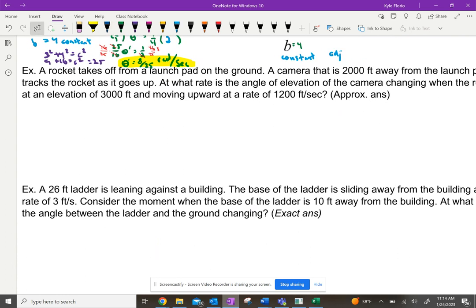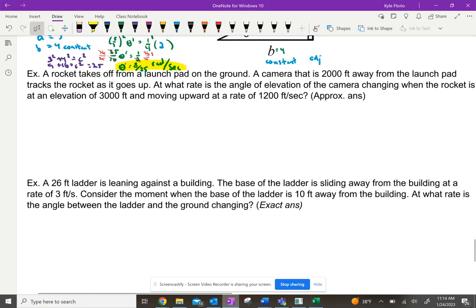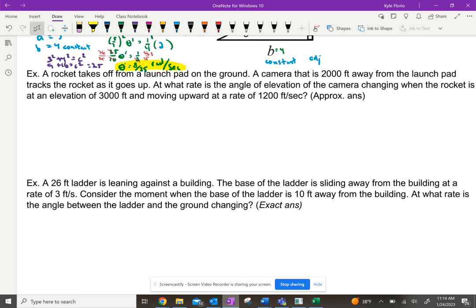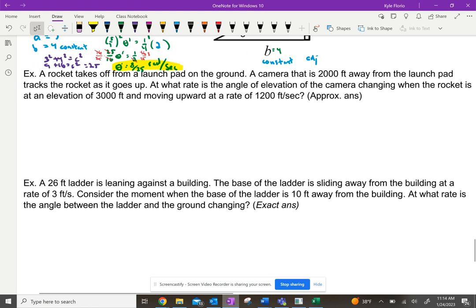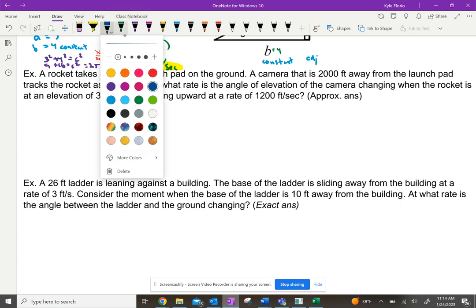This example here, we have a rocket taking off from a launch pad on the ground. A camera that is 2,000 feet away from the launch pad tracks the rocket as it goes up. What is the rate the angle of elevation of the camera is changing when the rocket is at an elevation of 3,000 feet, moving upward at a rate of 12,000 feet per second? So we're going to approximate the answer, which is fine. But something like this, certainly draw it, because right as I read it, you might be saying like what's going on here, which is fine.